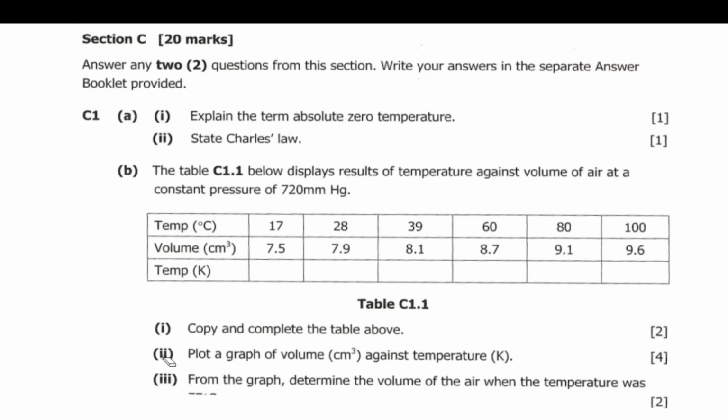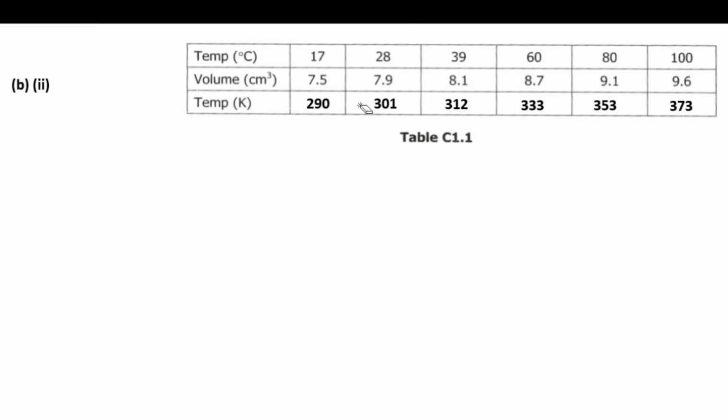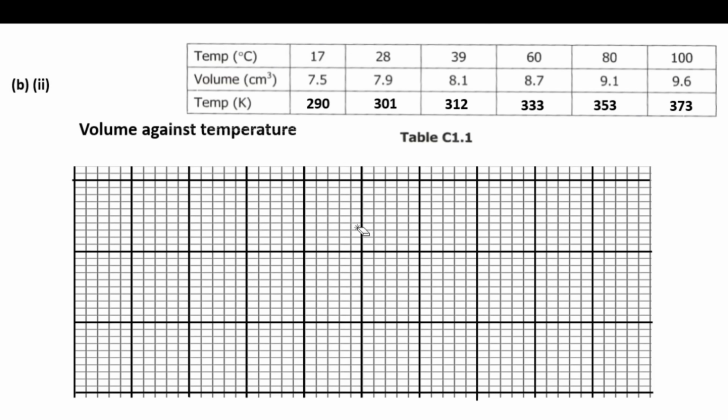Then the other question here, 3.2, says plot a graph of volume against temperature in Kelvin. So now here you have these values which you are going to plot. Then you bring your graph here. You should make sure that your data fits on the graph well. If it's volume against temperature, it means the volume is on the vertical axis, and temperature on the horizontal axis. Right, so this one will be for temperature, and these are the values here.